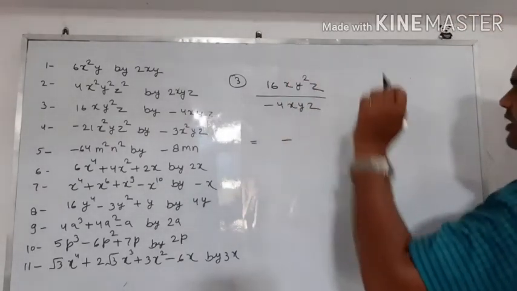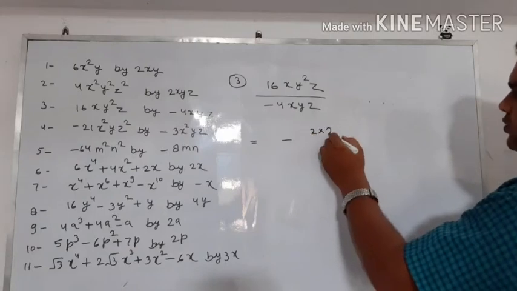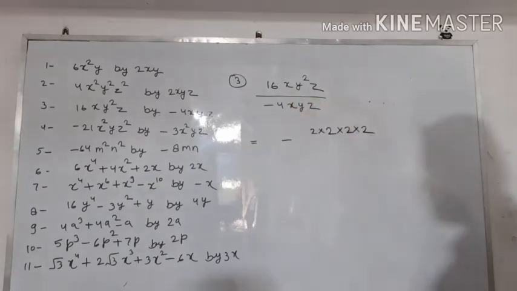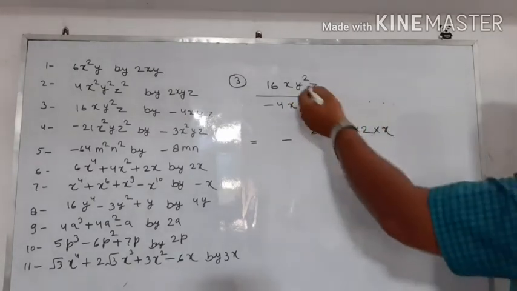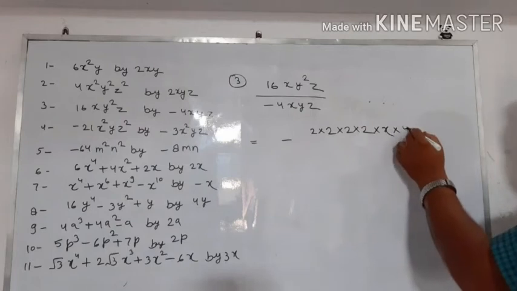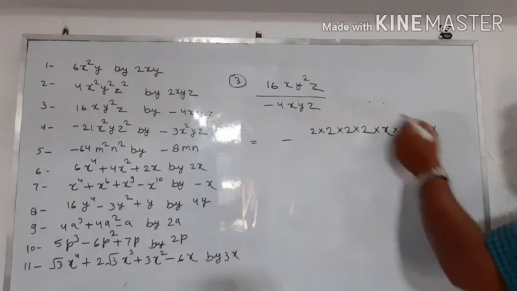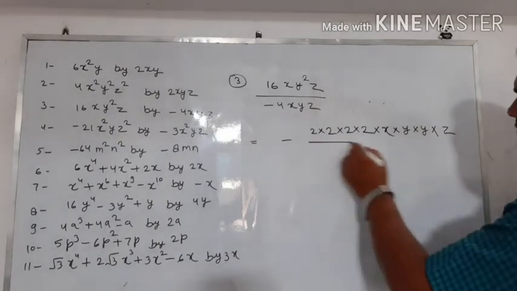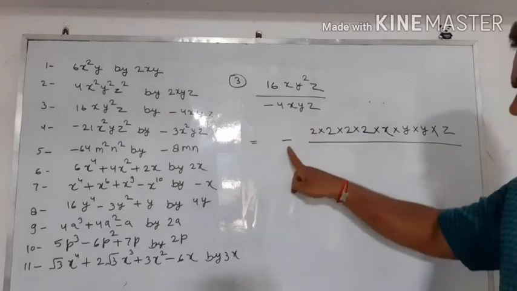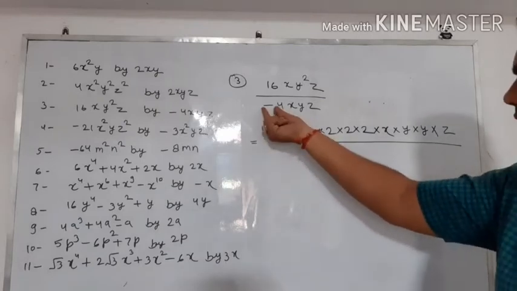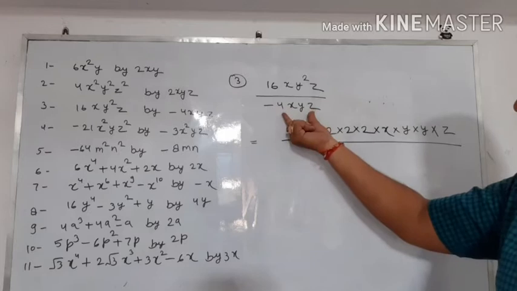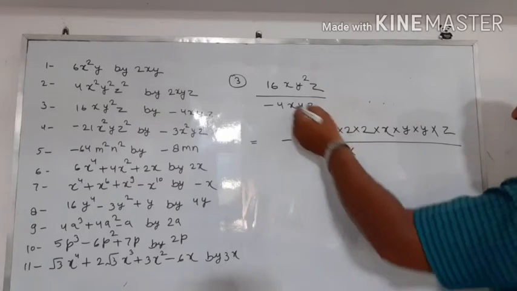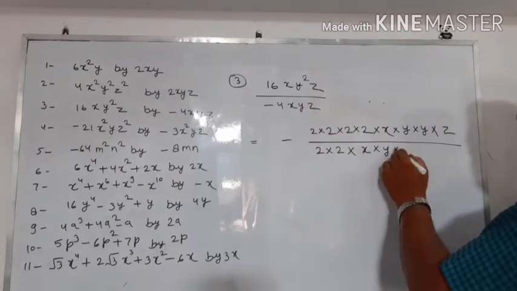So 16, what can we write? 2 into 2 into 2 into 2. Here it is only 1x, so we can write x. Then y square, we can write y into y. And after that there is z, so we write z. Now whole upon. This minus sign we have kept in front, so no need for it here. Now we have 4xyz, so 4 we can write as 2 into 2, x into y into z.